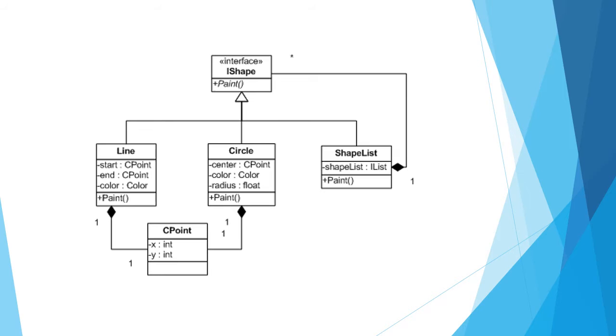Here we can see two shape objects, line and circle, which inherit from a parent shape object called L-shape. Both of these objects contain another object called C-point, which contains the coordinates for each object. In this method, we can easily access different parts of different objects.